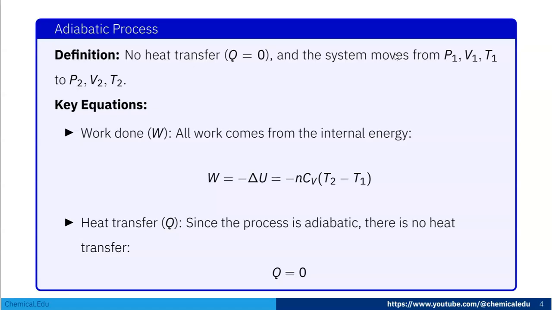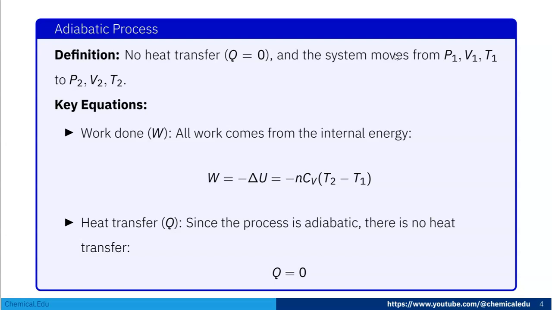So here one example from one state to a different state. So no heat transfer, Q is equal to 0. The system moves from P1 V1 T1 to P2 V2 T2. So work done, all the work comes from internal energy. So W is equal to minus del U. So that is minus NCV (T2 minus T1).